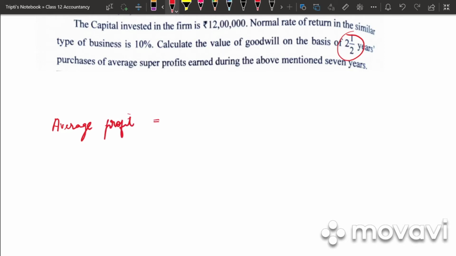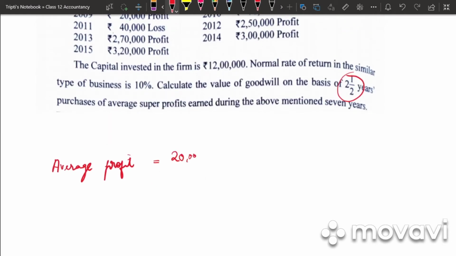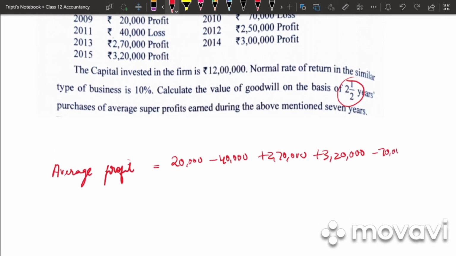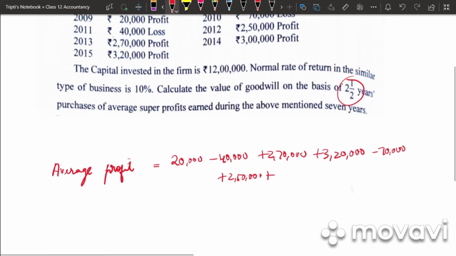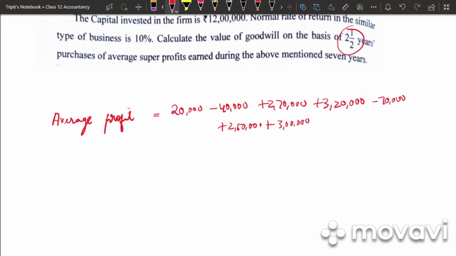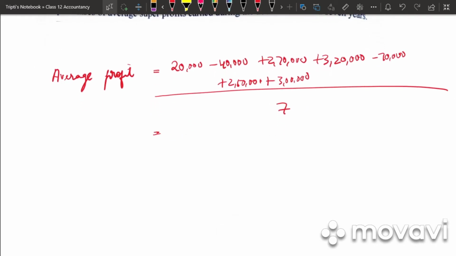Average profit is equal to, what are the total profits? 20,000 minus 40,000 plus 2,70,000 plus 3,20,000 minus 70,000. Why minus 70,000? It is a loss. Plus 2,50,000 plus 3 lakh divided by 7. So how much is it? 10,50,000 divided by 7, which is 1,50,000.